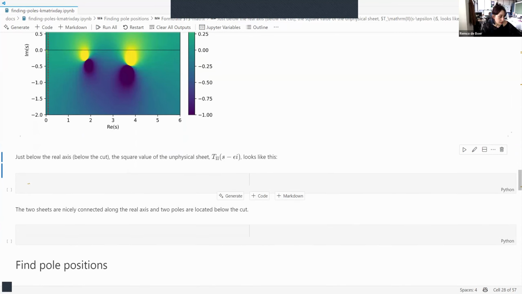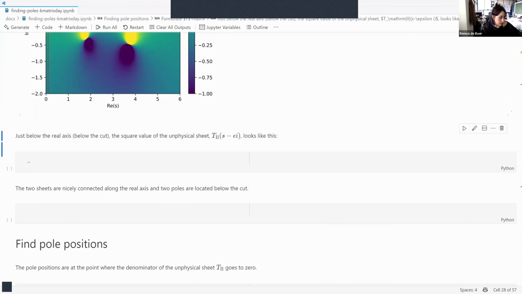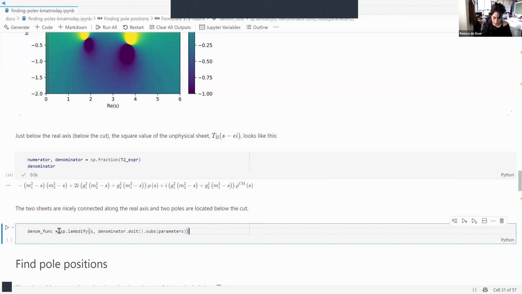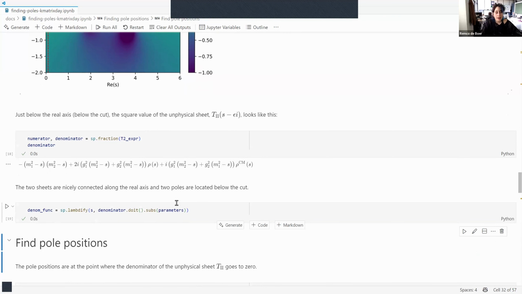What is nice about SymPy is that I can extract denominator and numerator symbolically here. Yeah, nice. And there I have my denominator. So I will quickly make a numerical function out of this to outsource the heavy computations, and now I have it. So this whole problem, to set the denominator to 0, is a gradient descent problem. So I will use a maybe familiar minimizer called Minuit to extract the zeros here.